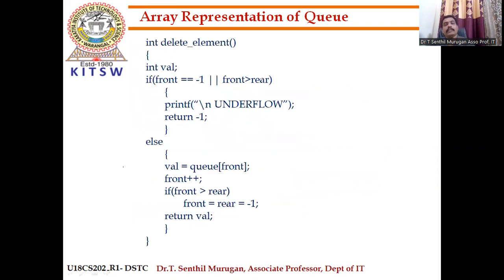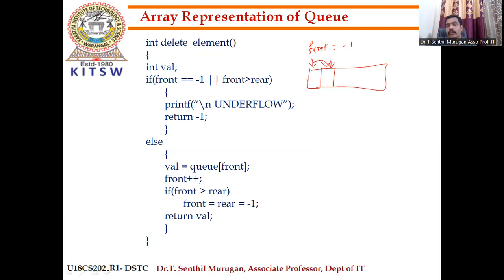Okay. So delete element. For delete element, what do we have to check? Front equal to minus 1. If any elements are there, the front position is pointing to the front location. Okay. And front equal to minus 1 means no element in the queue. Our rear value is greater than front value. Okay. So the rear pointer is pointing there, and the front pointer we are deleting here.